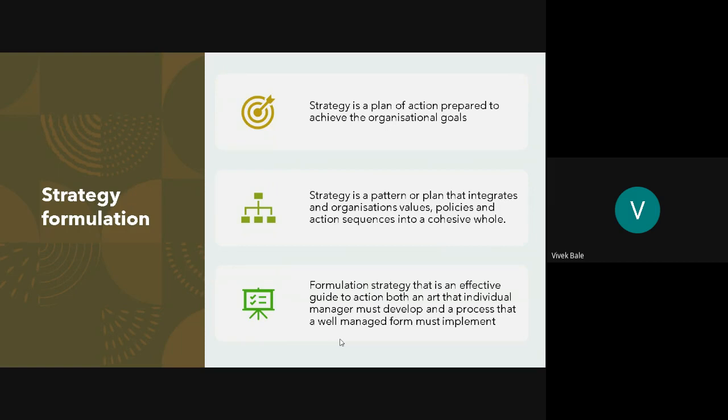And formulation of strategy is an effective guide to action and goals, an art that the individual manager must develop, and a process that a well-managed firm must implement. Strategy formulation will help you plan things and implement all those things well.